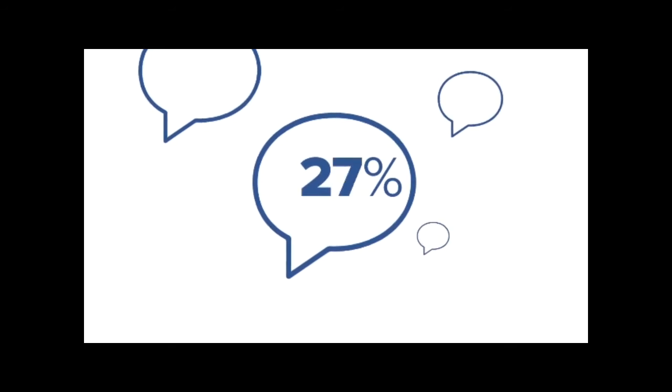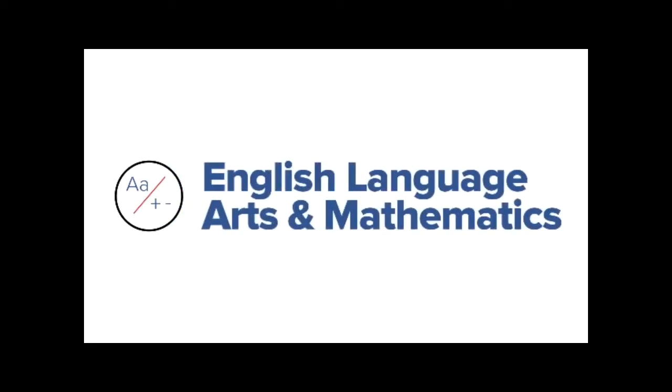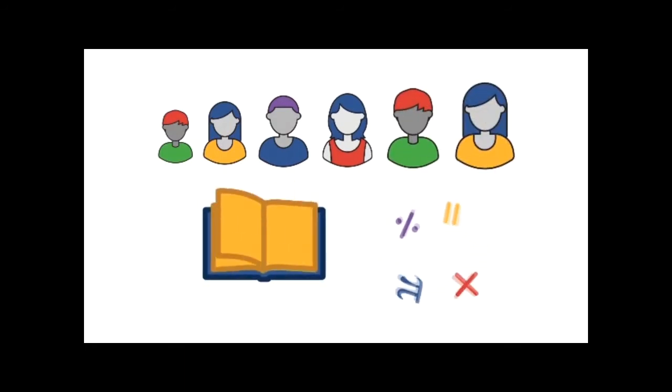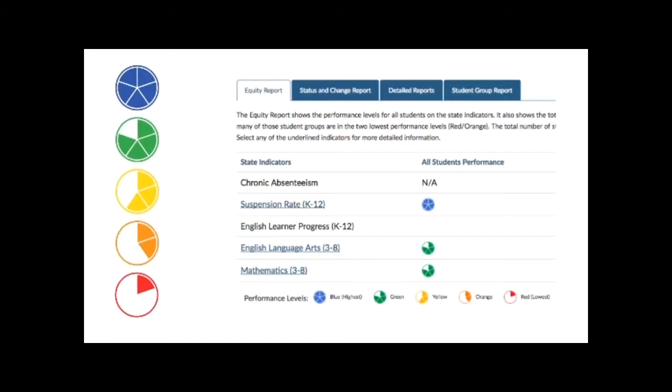This is the percentage of English language learners who improve each year in their English proficiency. The final measured indicators are English language arts and mathematics. Each measures the academic progress of students in 3rd through 8th grade in literacy and math, respectively. For each of these indicators, the state rates them on a color scale ranging from blue to red, with blue being the highest performance and red being the lowest.